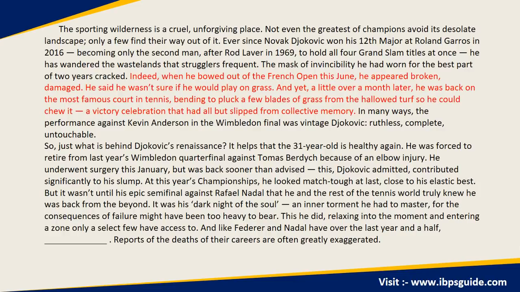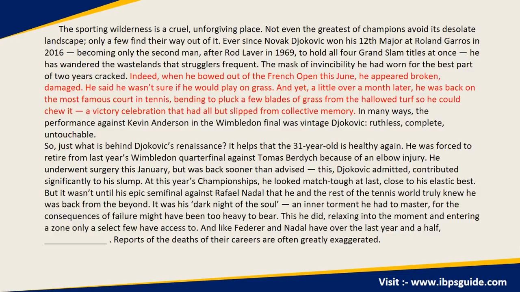So this is a clue. When they say the most famous tennis court, we should know that it's the Wimbledon court that he's talking about. So when he came back to the Wimbledon court, he was bending to pluck a few blades of grass from the hallowed turf so that he could chew it, a victory celebration. So obviously, whatever he did on that tennis court, it was a victory celebration, which means that he won that match, right? So as a victory celebration, what did he do? He plucked some grass and he ate it.